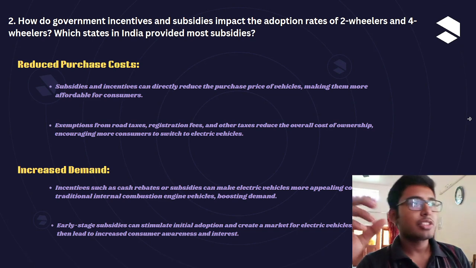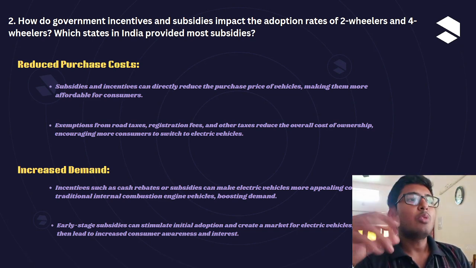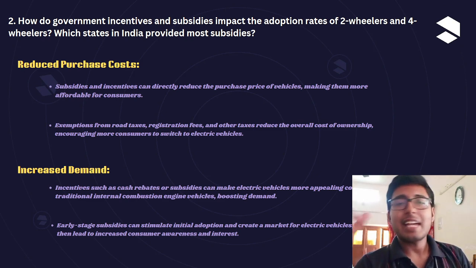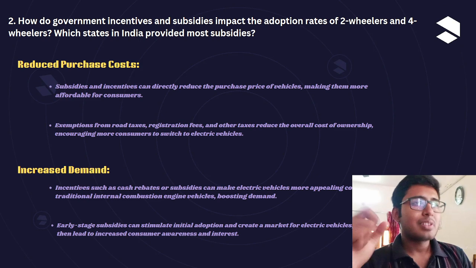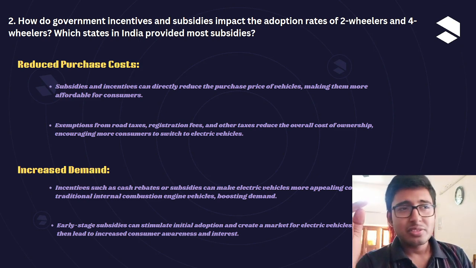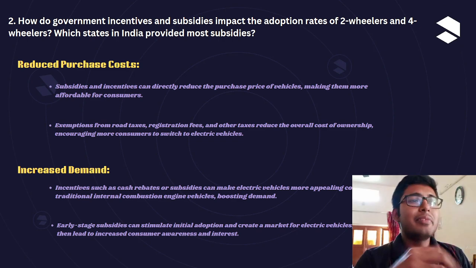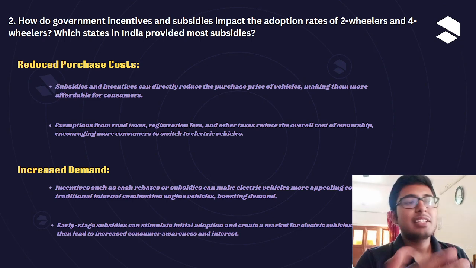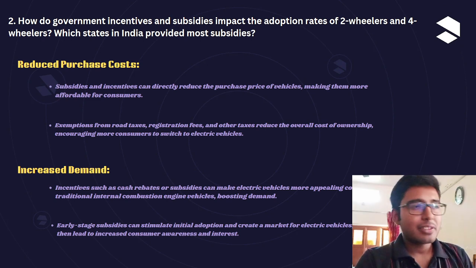Moving on to the next question, they ask us how do government incentives and subsidies impact the adoption rates of two wheelers and four wheelers. Firstly, there is a reduced purchase cost. Whenever there is a government incentive associated with a product, the cost definitely reduces. So that makes it more affordable for general public.